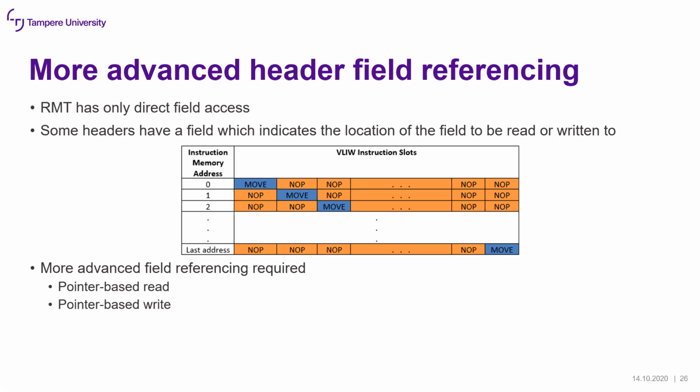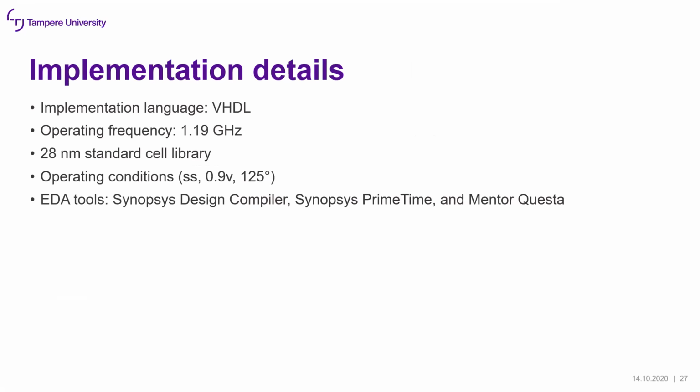So when you execute pointer-based read, after execution, at the output of the ALU, the dereferenced field appears, and also in pointer-based write, the field that the pointer refers to is assigned the value that is desired.